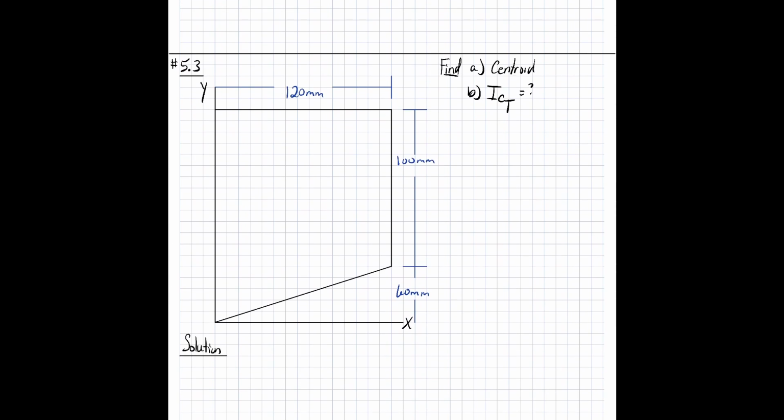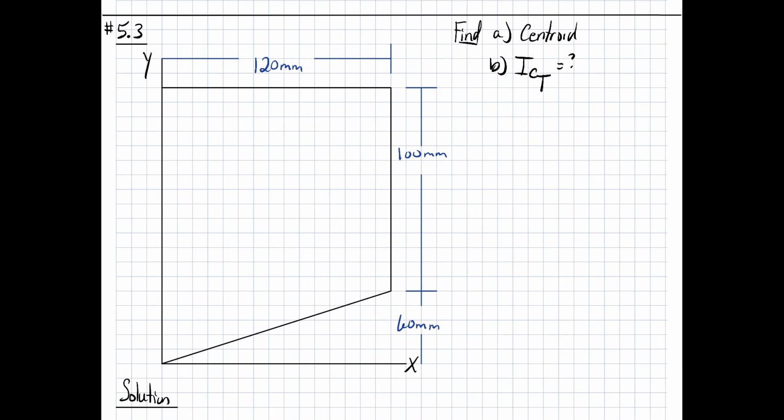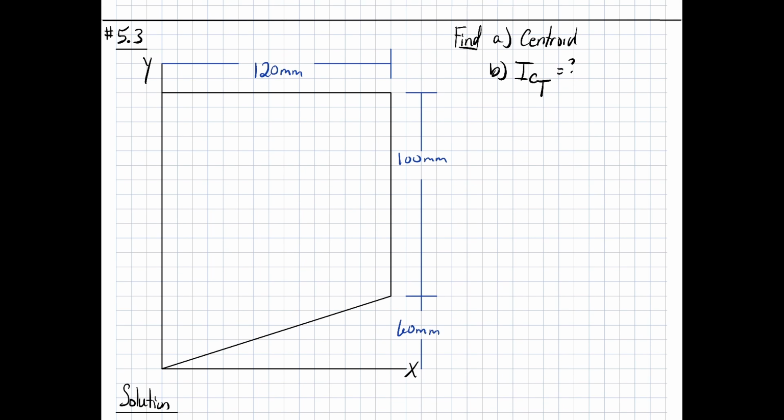Now Jackson did in his review problem 5.3 this semester, but he took his origin at a different spot than I'm going to be doing. I'm going to be taking the origin about the bottom left-hand corner. Sorry about that, I need to take a drink. So I'm going to be taking my origin about the bottom left-hand corner.